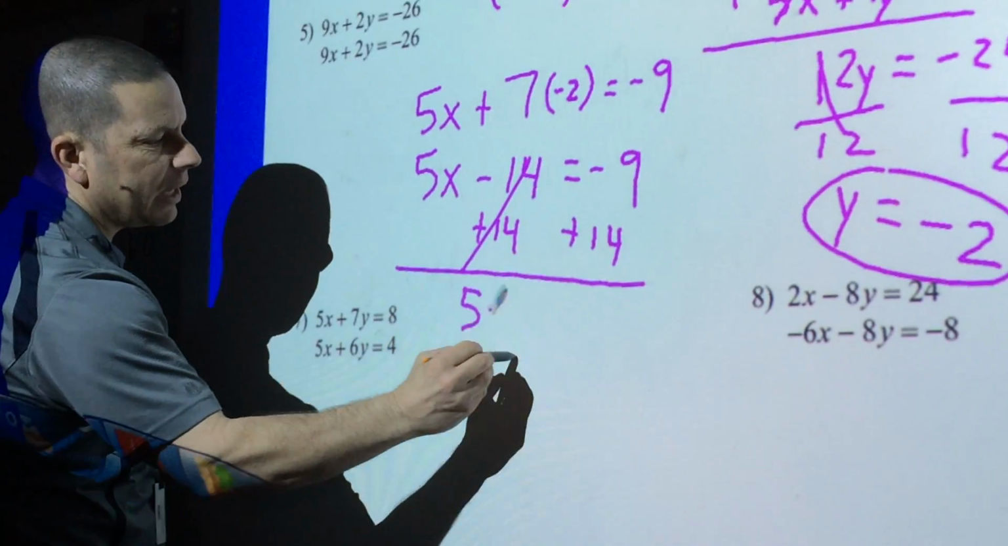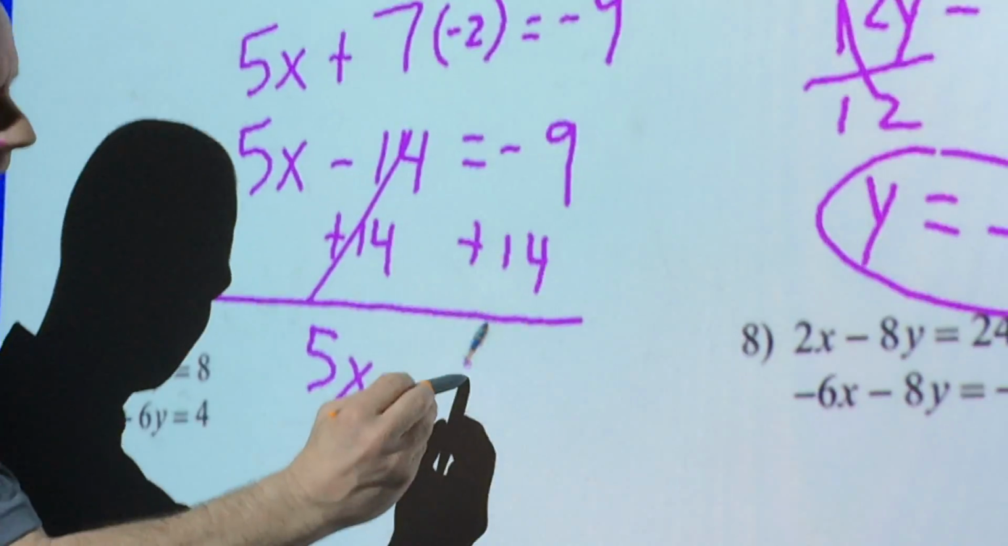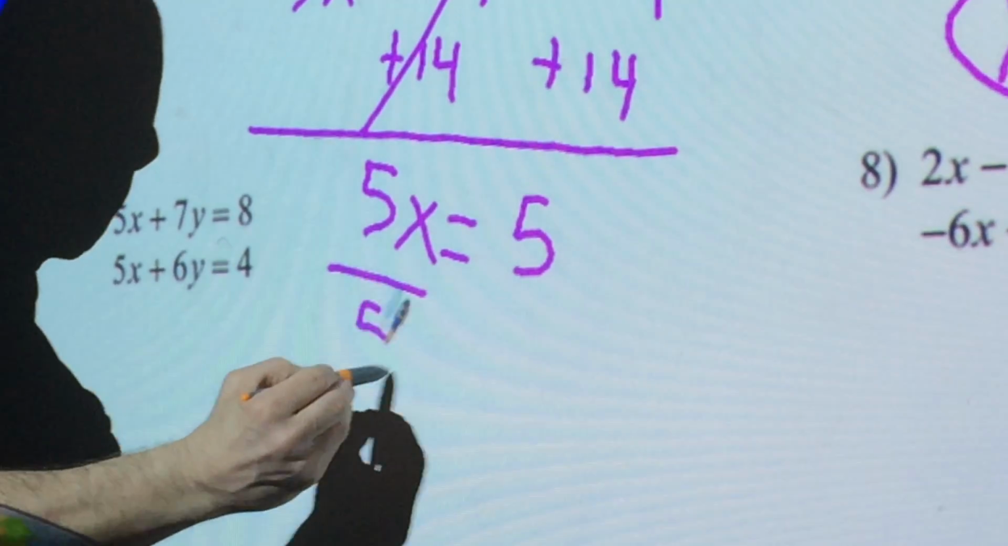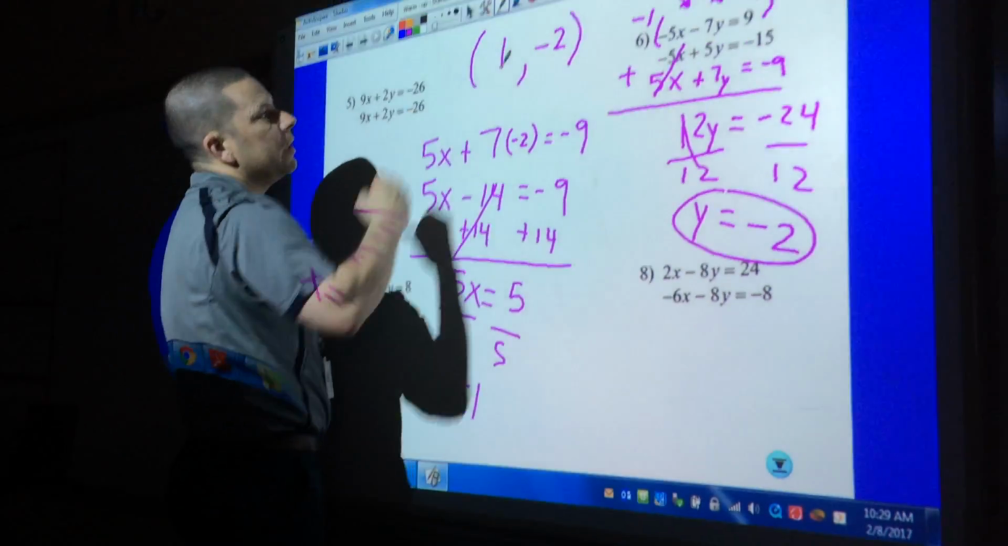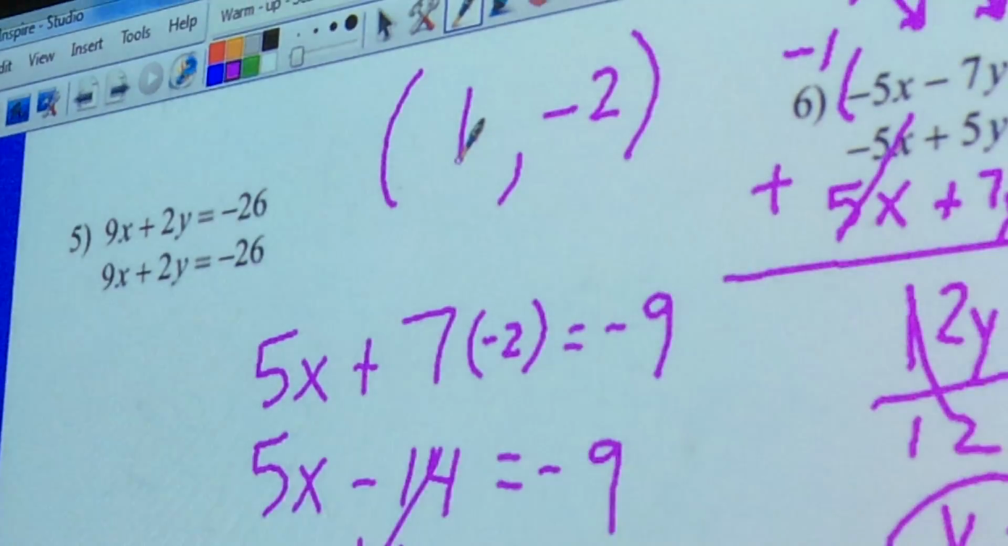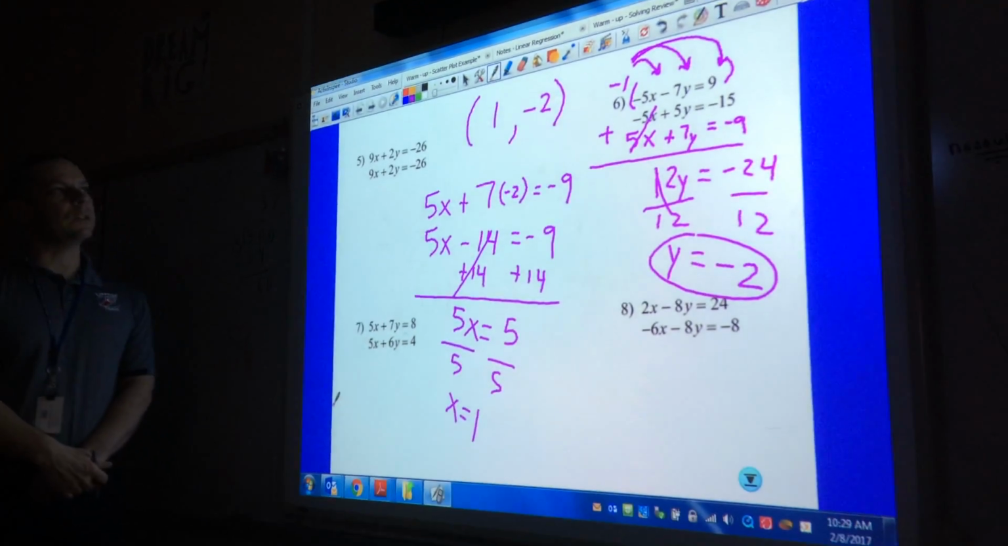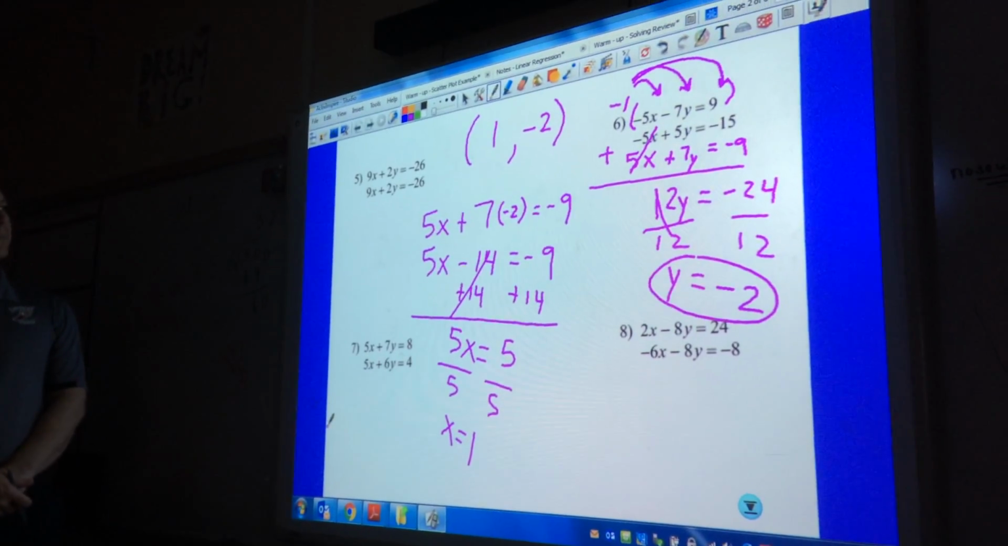So I have 5x being equal to 5 now. Divide each side by 5, and x equals 1. So there's the solution to the system of number 6: 1, -2.